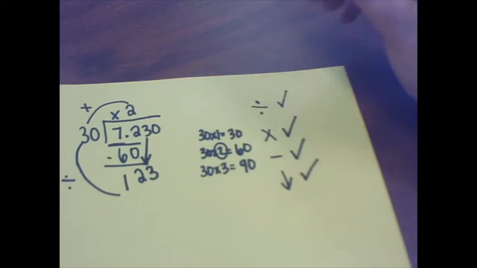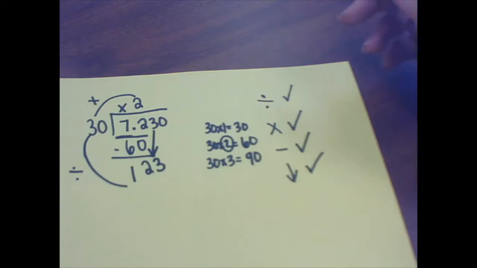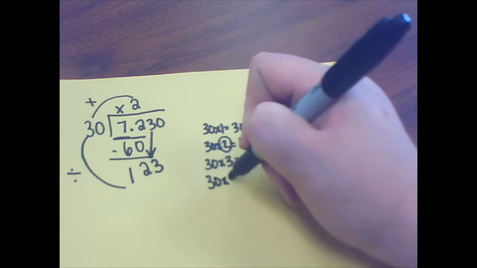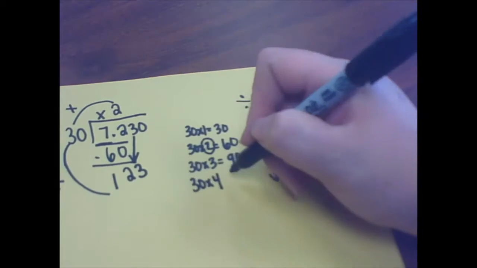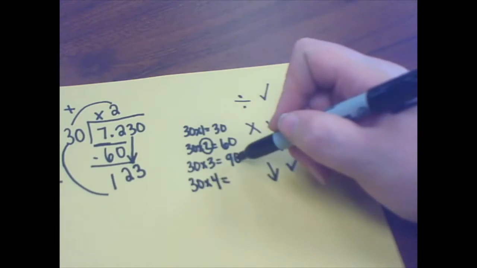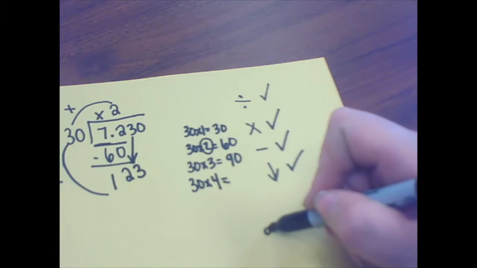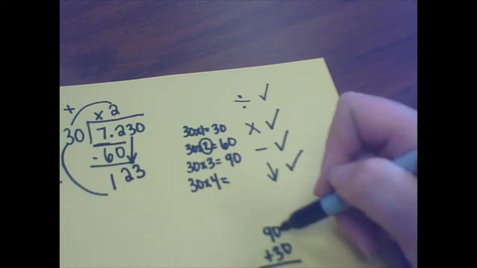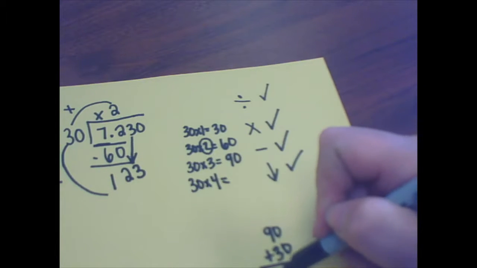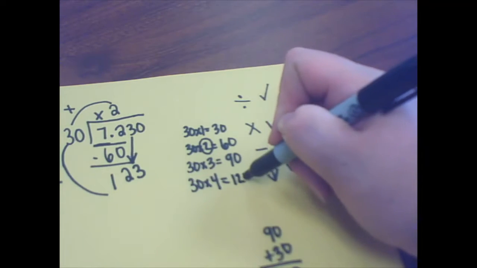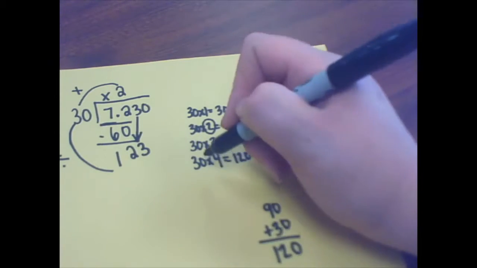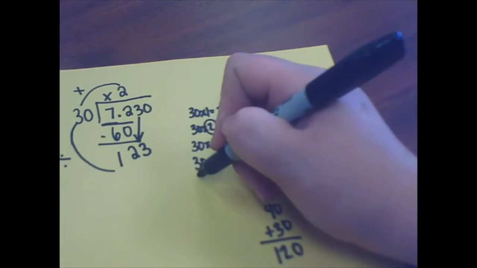Now I am dividing 30 into 123. I didn't get to 123 yet, so I have to keep going. 30 times 4. Now let's say I don't know what that is. Remember, I take my 90 and I add 30 to it. I get 120. That's still not 123, so I have to keep going. So 30 times 4 is 120.